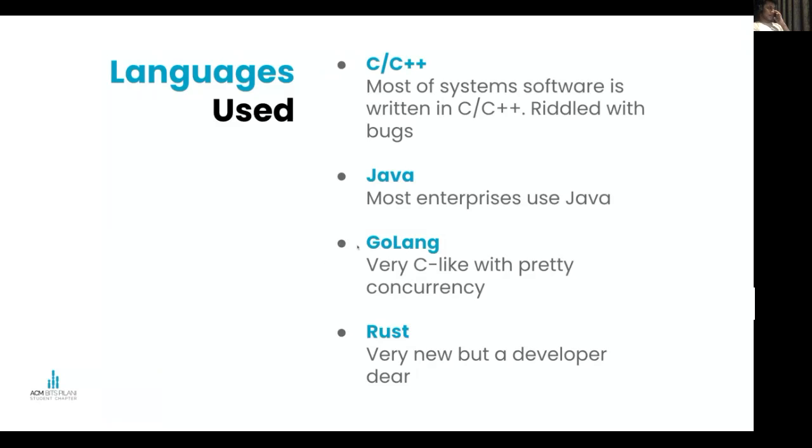Two new competitors here are Golang and Rust. So Golang is a relatively new language. It came out, I think, 6 to 7 years ago. It is very C-like, so programmers who are already used to C don't have to learn a lot. And concurrency in Go, so concurrency is basically parallel programming, doing multiple things at once, is very easy. It's very nice to use. Basically, it's fun for you.